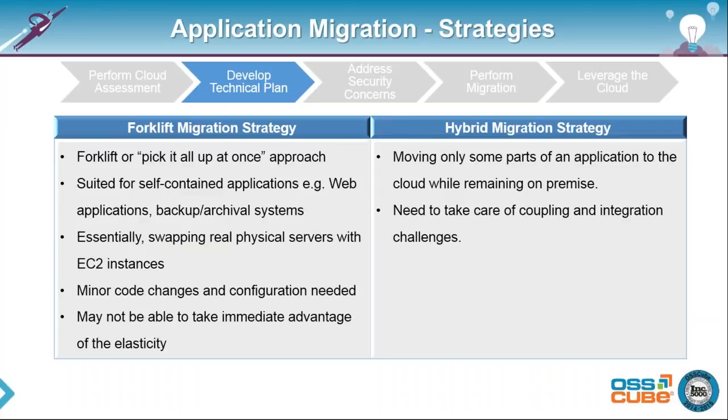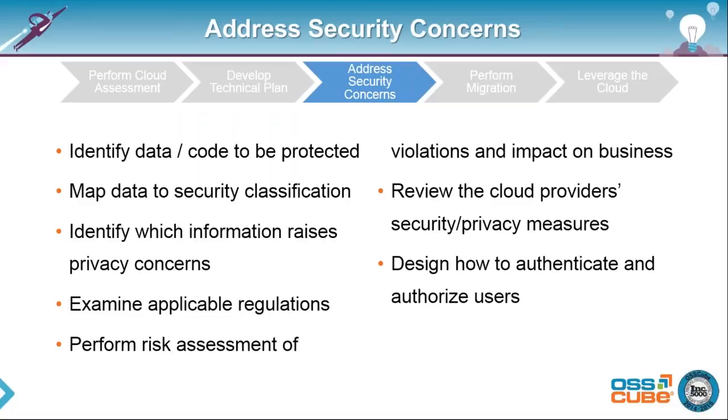Now once we have the plan to move the data, how do we move the application? So it is complicated, but there are different strategies. The two main strategies are forklift migration or hybrid migration. So when you go for forklift migration, you just migrate the entire application to the cloud. So you are just replacing your actual instances with virtual instances. So instead of VMs, you will be using EC2 instances. So there might be minor code changes and configuration needed. Similarly, we have hybrid migration strategy where you move only some parts of data.